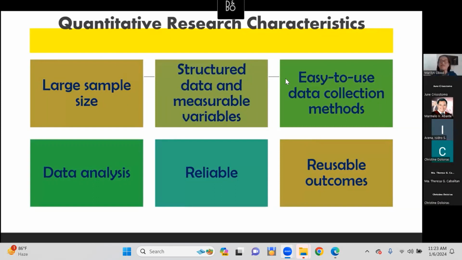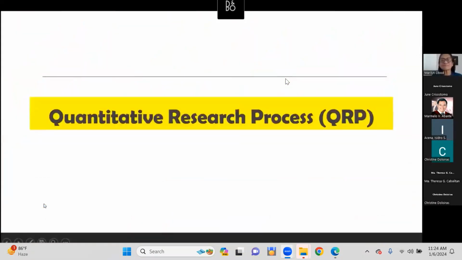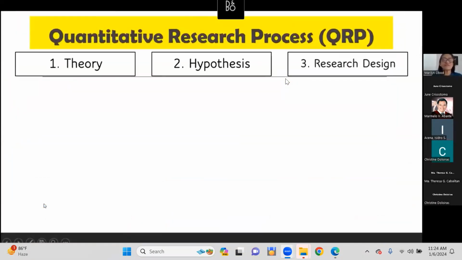Okay po? Yan. And then reusable outcomes. Kumbaga duplicable, meaning you can replicate, but not you will do exactly the same study, just replicate. So when you say replicate, you may use the same questionnaire, but you have different respondents, and it will be conducted in a different place. Okay. Yan. So yan ang atin.